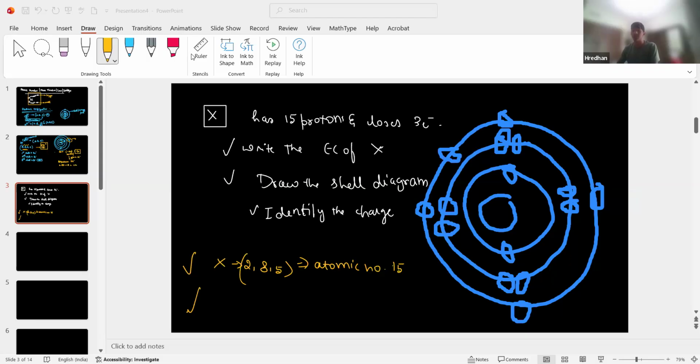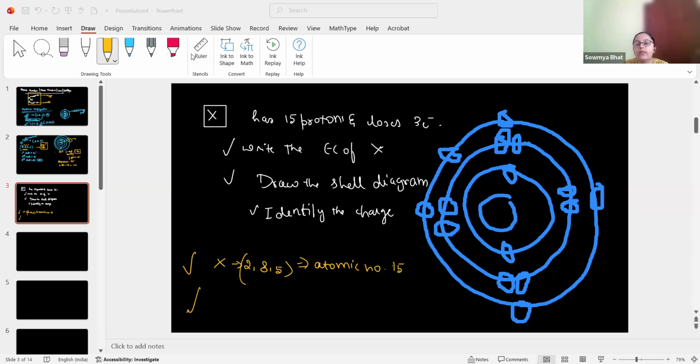So in the first shell, there are going to be 2 electrons. The second shell, there are going to be 8 electrons. Then the next one, there are going to be 5 electrons. I do know that. Okay. That's right.